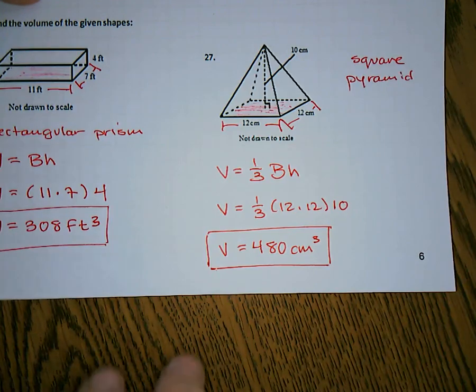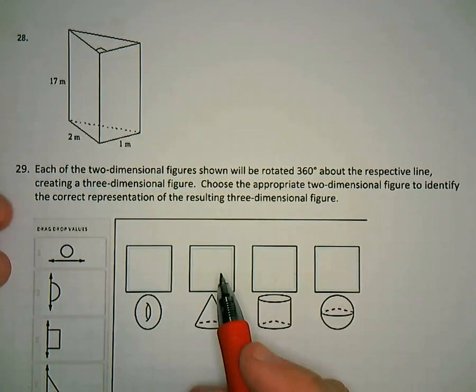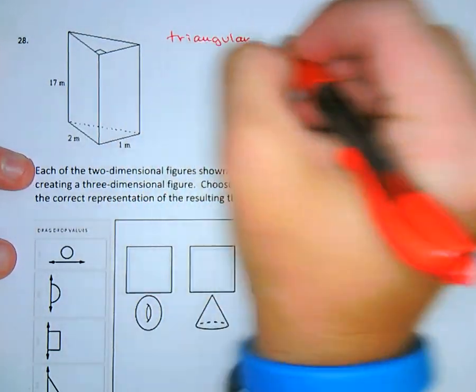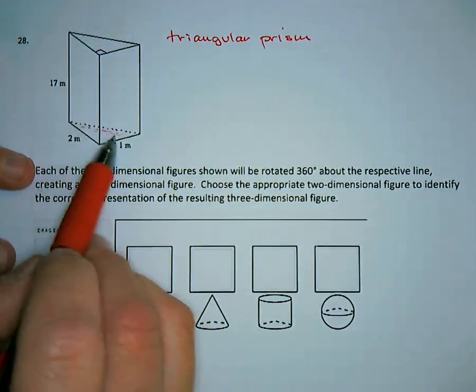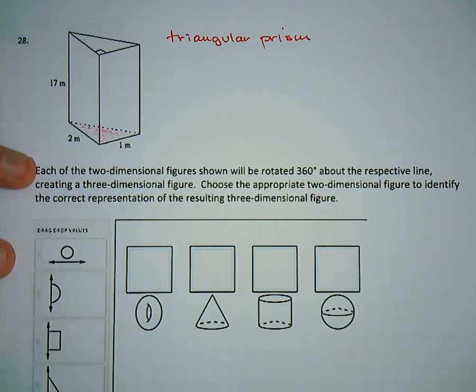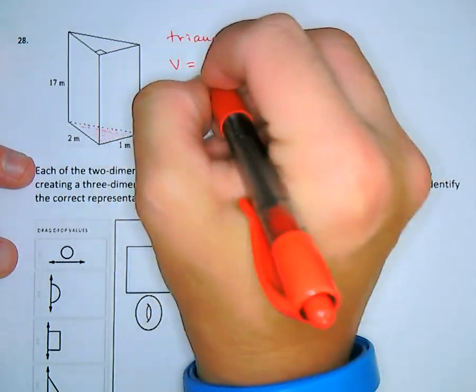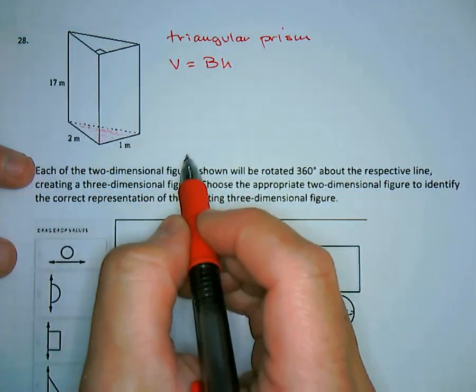Okay? Let's go to the next page here. Oh, got another volume problem. So this time we have a prism again, but this is a triangular prism, because the base that it's sitting on is this triangle down here. We knew that previously our volume for a prism was base times the height, where that big capital B is the area of the base.